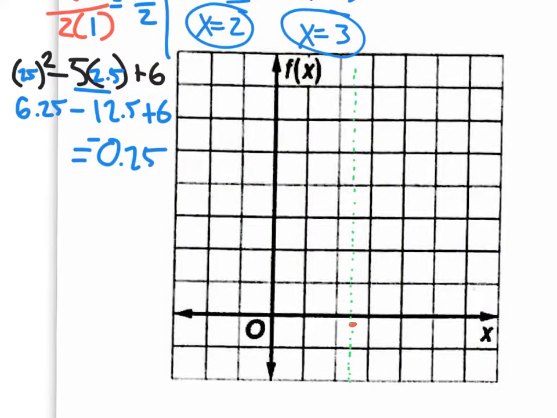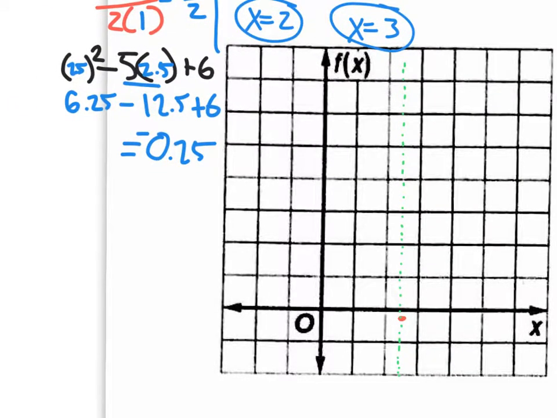So there it is. I have my vertex. I have my axis of symmetry. And ladies and gentlemen, if I want more coordinates, what do I do? XY table. XY table is correct. Okay, so let's go for an XY table. Now, what number would be good to plug in?